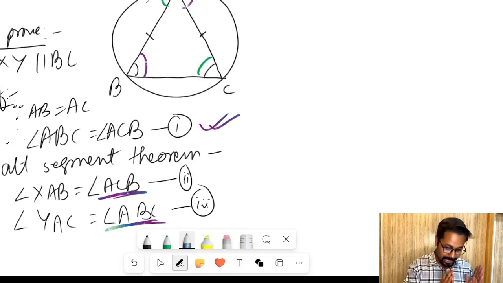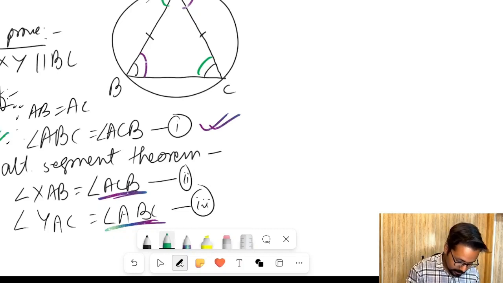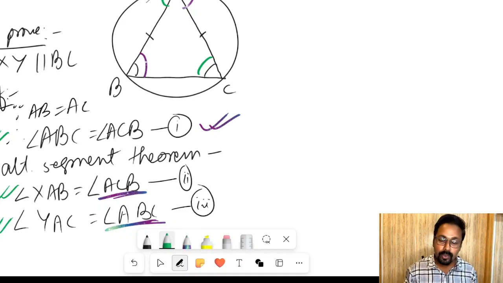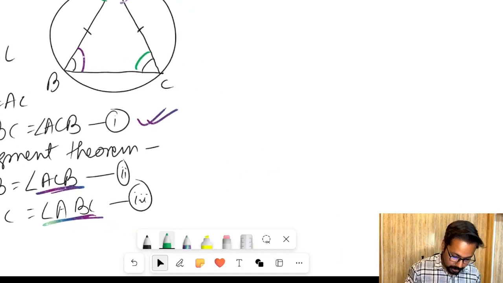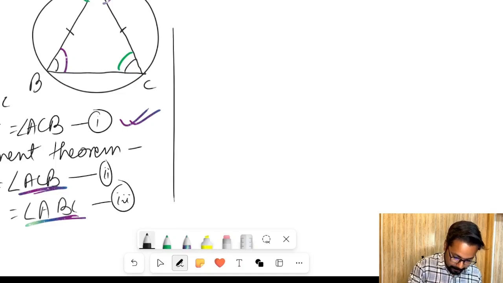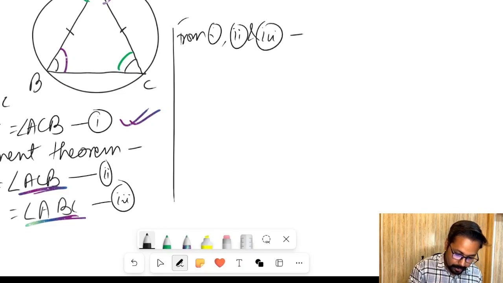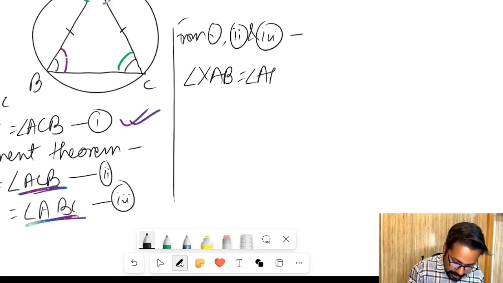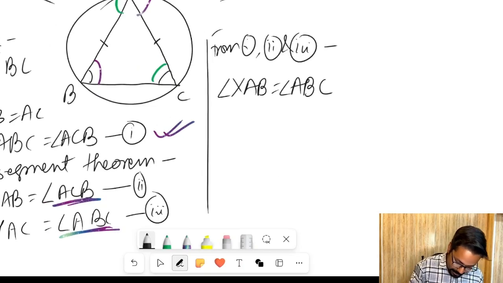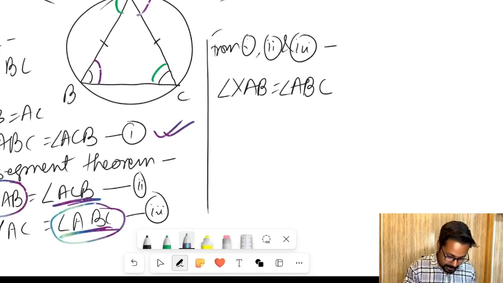ABC and ACB are equal, that means all the angles here, these 6 angles that we see here, these two angles, these two angles, and these two angles, all are equal. If all the angles are equal, then what can we write? From 1, 2 and 3, we can write that angle XAB is equal to angle ABC. XAB is here, and ABC is here. Since ACB and ABC are equal, XAB and ABC will also be equal.